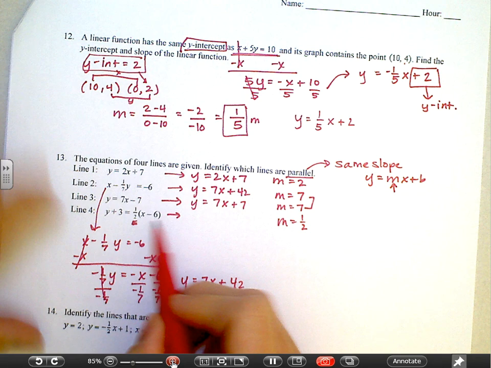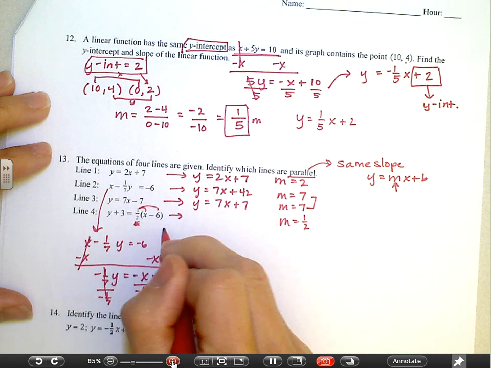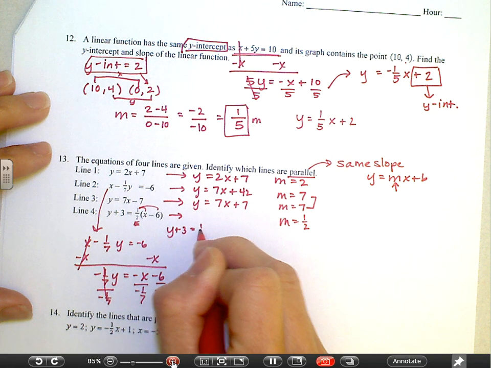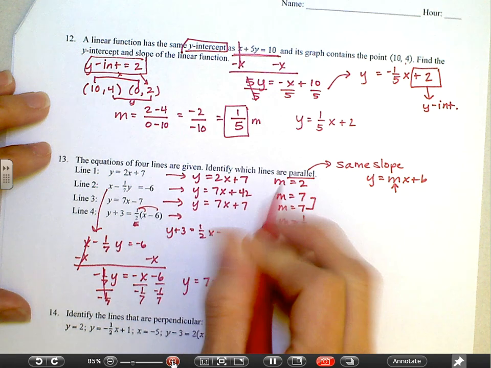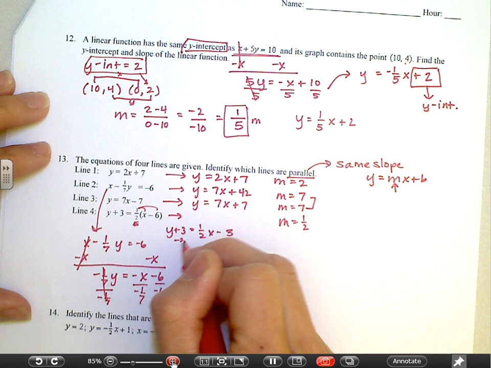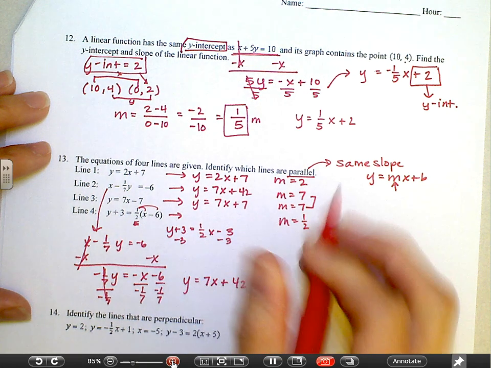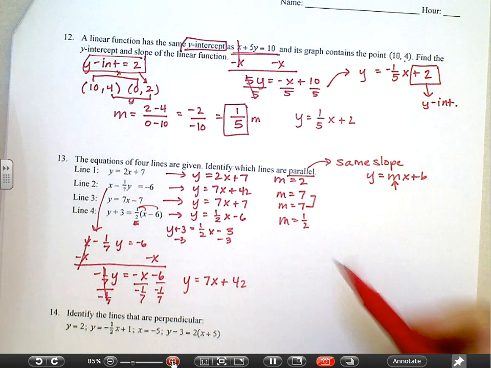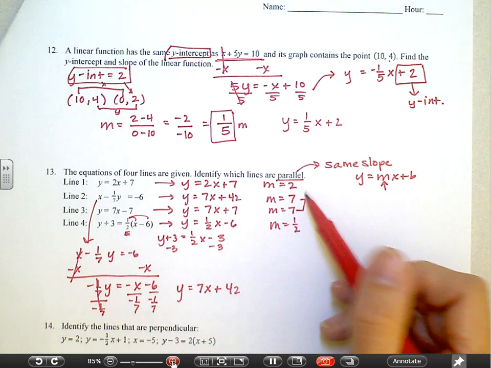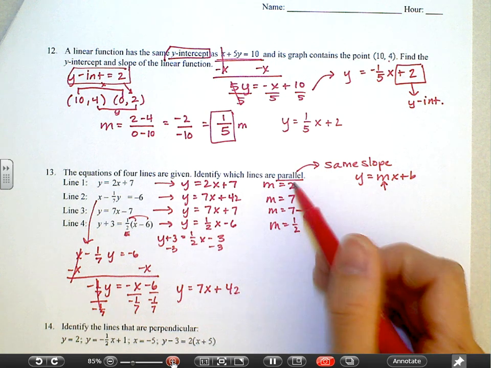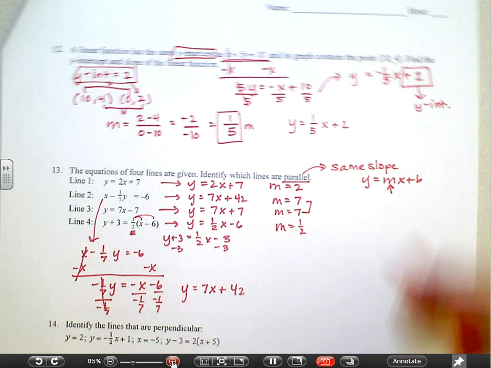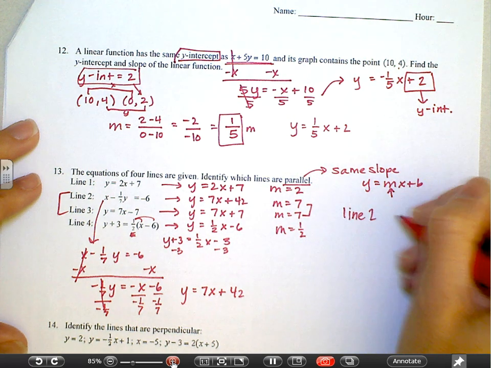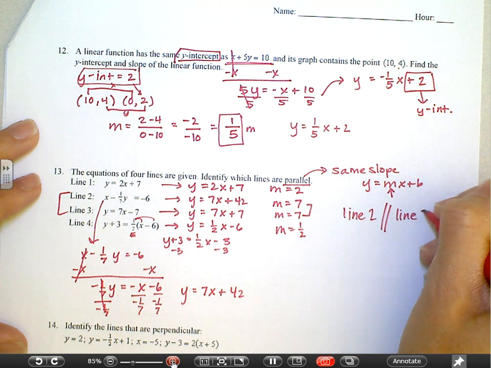If you wanted to, you still could have done that by distributing this 1/2. So you'd have y plus 3 equals 1/2 times x minus 3, and then subtract 3. So you'd have y equals 1/2 x minus 6. But regardless, you still have that it's 1/2. So 2 and 1/2 are clearly not the same, but 7 and 7 are. So line 2 is parallel to line 3.